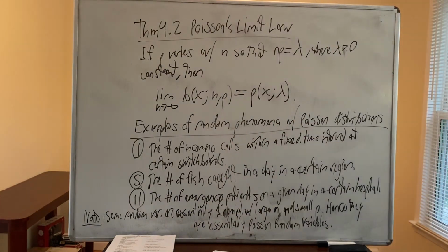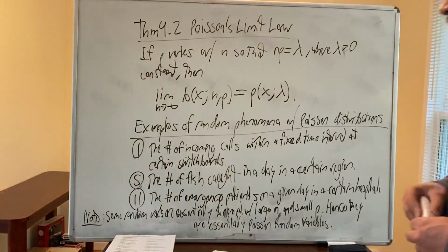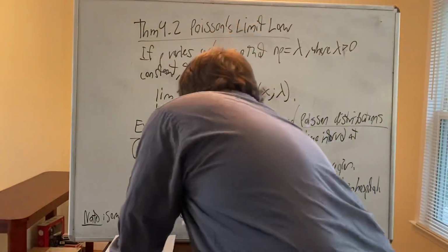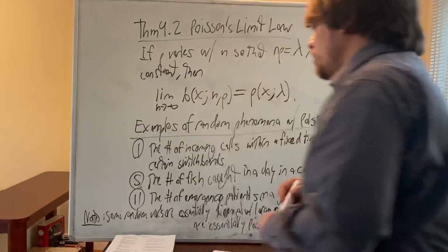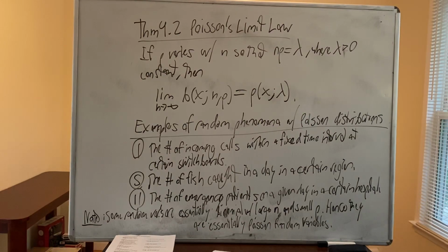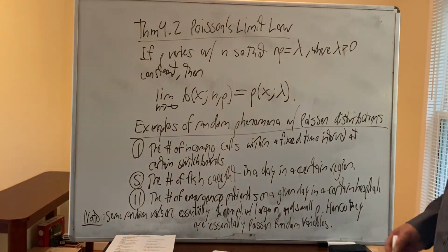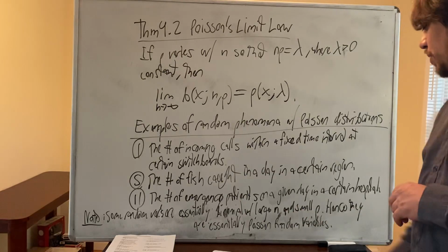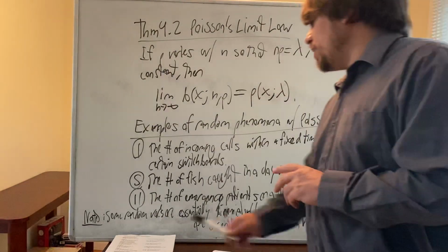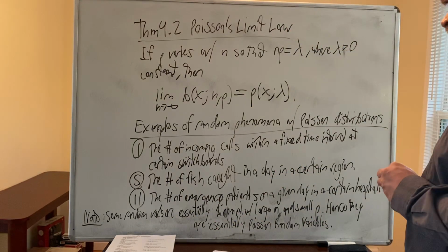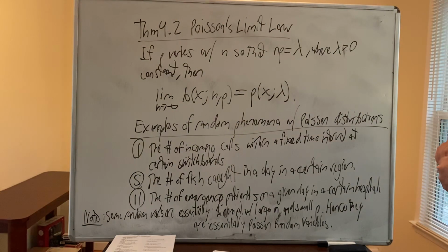Okay, so note some random variables are essentially binomial. So some random variables are essentially binomial with large n and small p. Hence, they are essentially Poisson random variables. That's because the value of the binomial probability function is approximately the value of the Poisson probability function when n is large enough and p is small enough, right? And so when you have a random variable that's essentially binomial with large n and small p, then they're essentially a Poisson random variable.